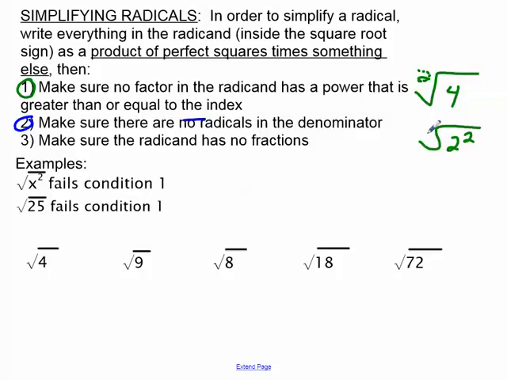So we can say then that this violates rule number 1 because this factor here has a power that's equal to or greater than this. So that means that that 2 can come out of the house. This 2 here can come out of the house. So that's what we have to avoid: any factor in here that has a power that's greater than or equal to this. So let's go down here and take a look at this. Well, square root of 4, what's 4? Square root of 4, well, we know it's 2.